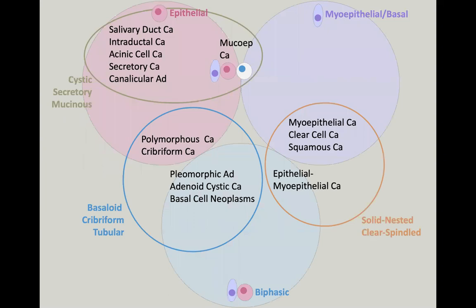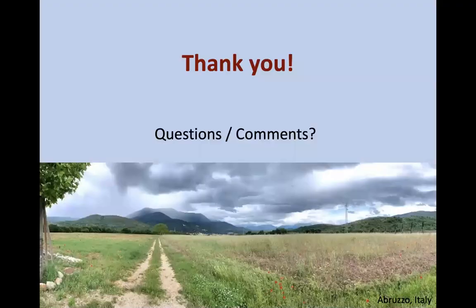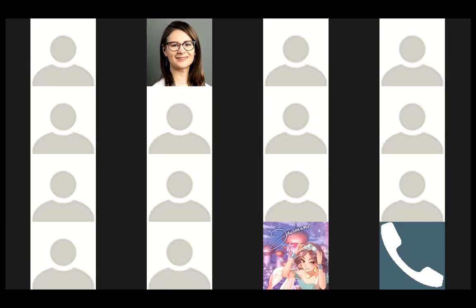So here's a table of how these things overlap. The cystic secretory mucinous types, the basaloid types, the solid nested types. So hopefully these charts and tables will help you. Hopefully we can put some of these things into practice next week when we do our biopsy session.